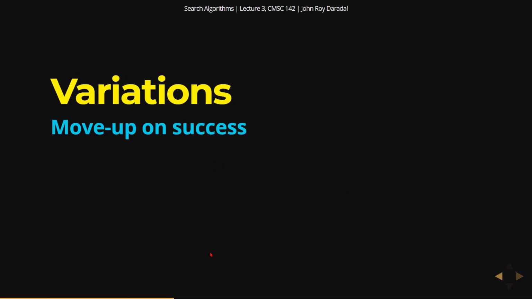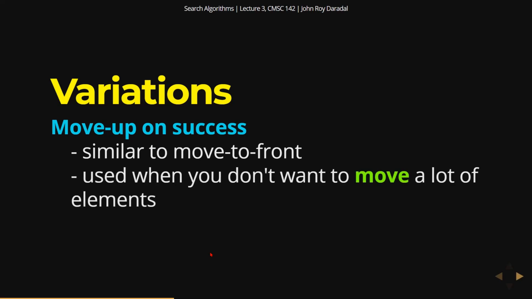Now, the second one is move up on success. So it's similar to move to front, but you don't move it all the way to the front. You only move it 1 space forward. Okay, so you only move it up 1 time, not all the way to the front. Okay, so you use this when you don't want to move a lot of elements, because if you move it to the front, you'll have to adjust the rest of the items, right? But in move up on success, you're only swapping 2 elements, right? Okay, so if you don't want a lot of movement, use this one.